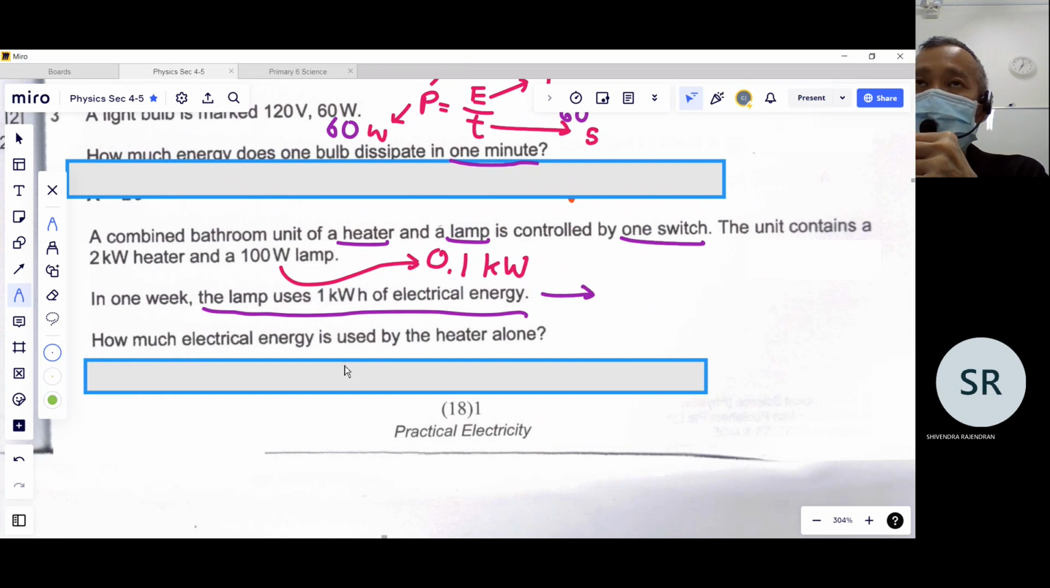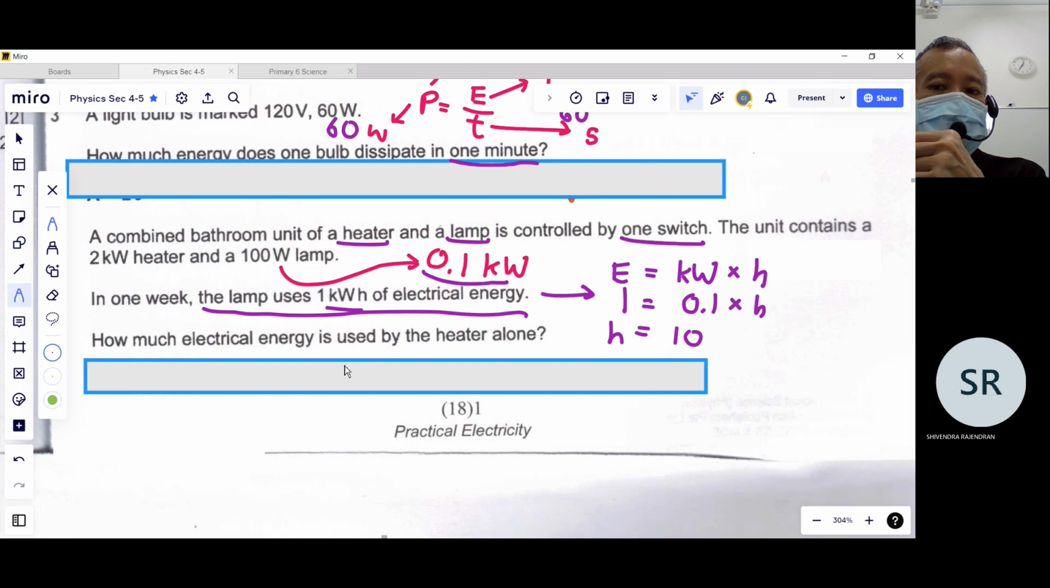Let me use this formula, even though I didn't mention it just now. Energy in kilowatts times hours, because here it is in kilowatt hour. So how many kilowatts is your lamp? Your lamp is here, 0.1 kilowatt. So how many hours is that? 1 divided by 0.1 is 10. So 10 hours. Therefore, the heater is also used for 10 hours.